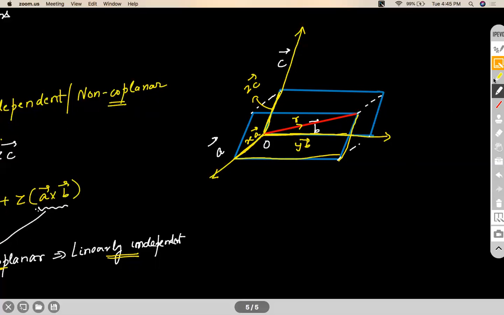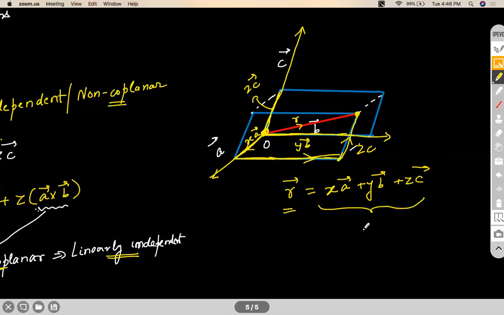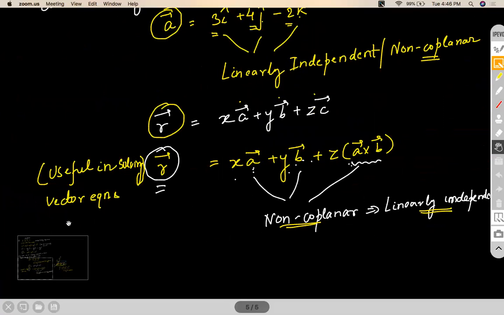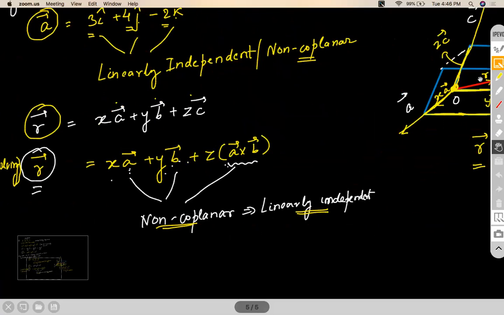You are coming here by XA, going in this direction by YB, and going up by ZC. Then you are basically reaching from this point to this point, right? So a kind of closed loop is getting formed. So R can be expressed like this. Any vector in 3D can be expressed as a linear combination of non-coplanar vectors. This is a very useful concept which we are going to learn in more detail in the vector equation part of our discussion.